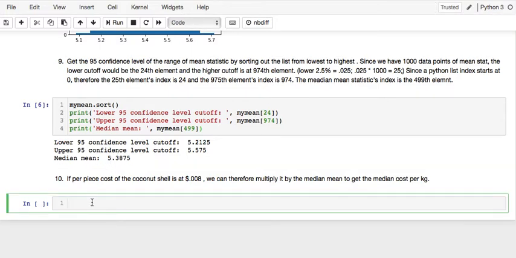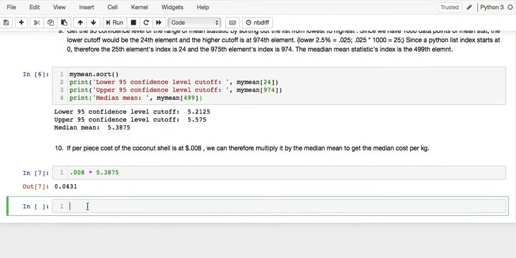So the last step, if the per piece cost of the coconut shell is 0.008, we can multiply it by the median mean to get the median cost per kilogram. So we are already confident that the median cost per kilogram of coconut shell is around $0.04, or 4 cents, or approximately 5 cents per kilo. So that is how we use bootstrap statistics.